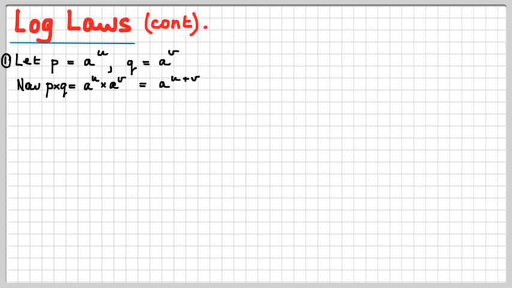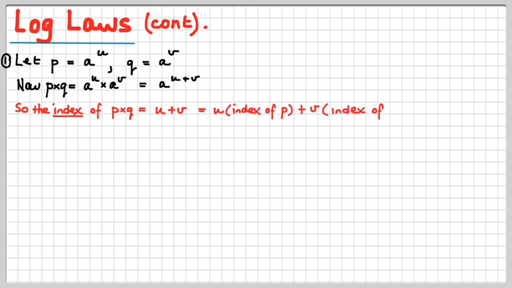So, what am I saying here? I'm saying that if you multiply p and q together, you add the indices. So let's see how we can rewrite that in a loggy kind of way. We're saying the index or the exponent, when you multiply p and q together, is just u plus v. Aren't we saying that? Yes? Okay, we're talking about the indices here. It equals u, which happens to be the index of p, added to v, which happens to be the index of q, doesn't it?